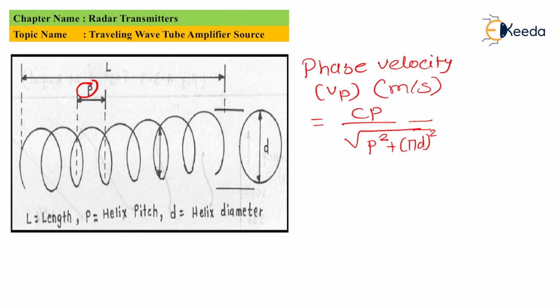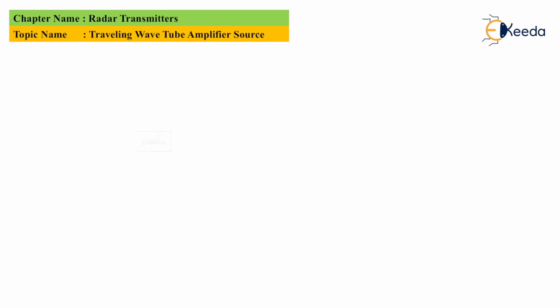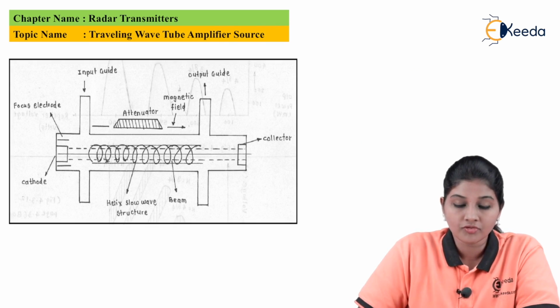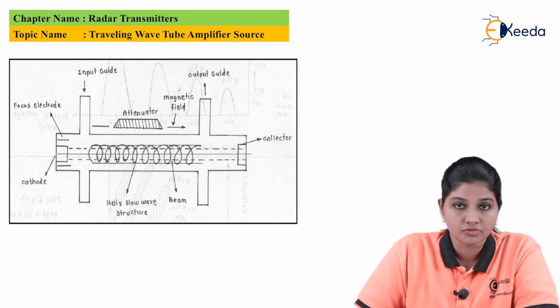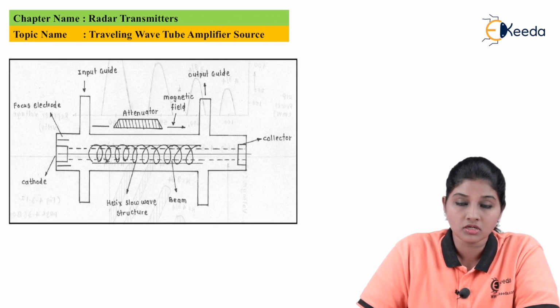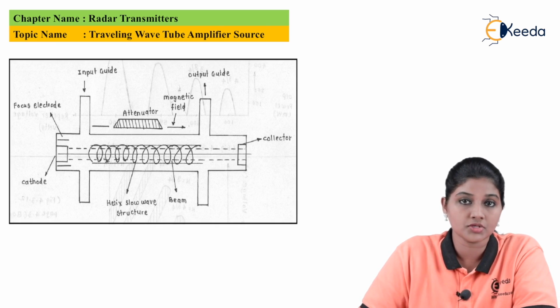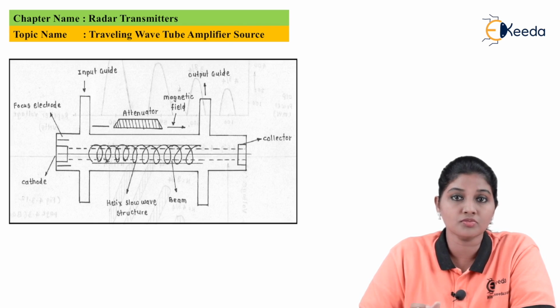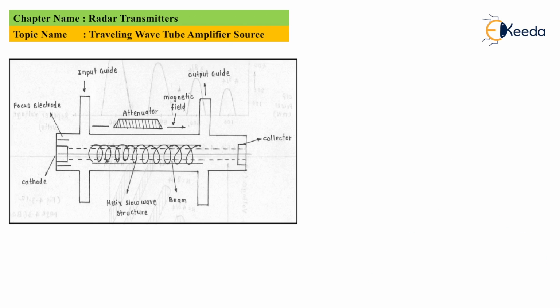Now let's see the construction of the traveling wave tube. From the figure, we will come to know that the TWT consists of an electron gun and the slow wave helix. The electron gun is basically used to emit the electrons by heating. When the electrons are ejected, the electron beam gets directed by using a magnetic field. So from the diagram, we see that the traveling wave tube consists of an electron gun and a helix slow wave structure.